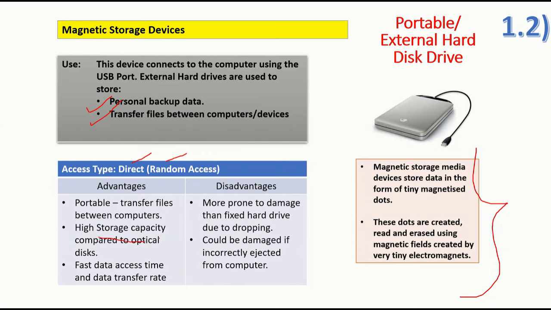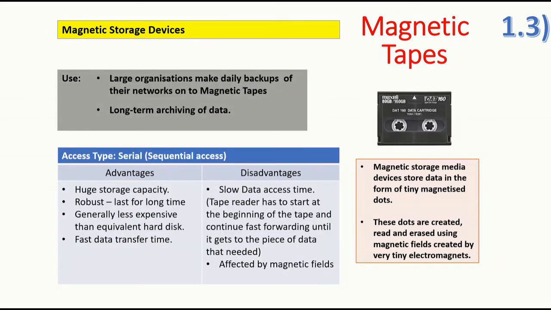The advantages of a portable or external hard disk drive is that because it's portable, you can transfer files between computers. It has a high storage capacity compared to optical disks, a fast data access time, and a fast data transfer time. The disadvantage is that it is more prone to damage, because if you accidentally drop it and so on, it can get damaged. Also, if it is incorrectly ejected from the computer, it can be damaged. So, it is more prone to damage in general than a fixed or internal hard disk drive.